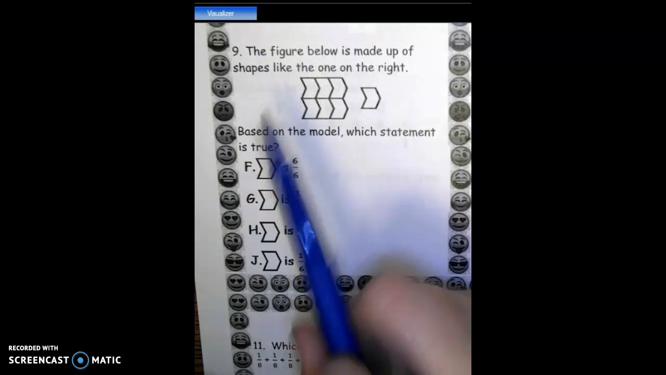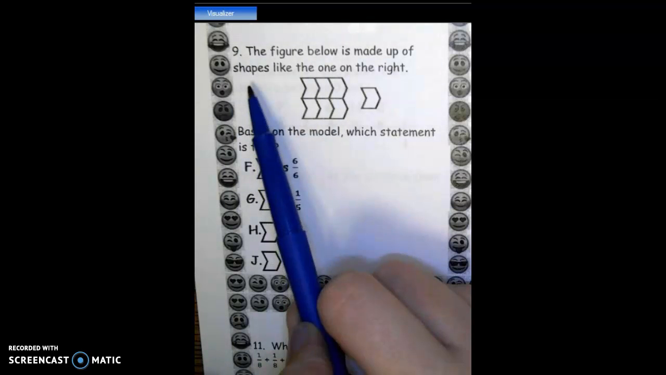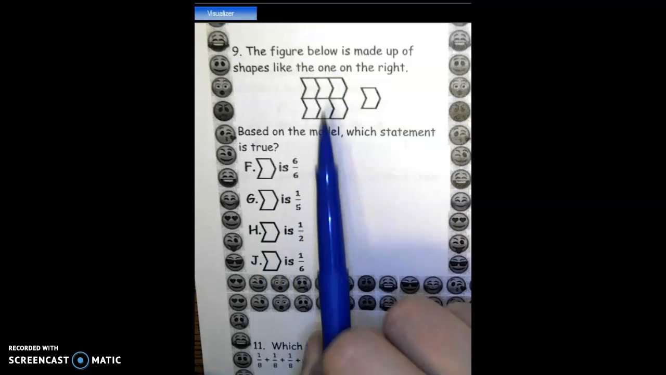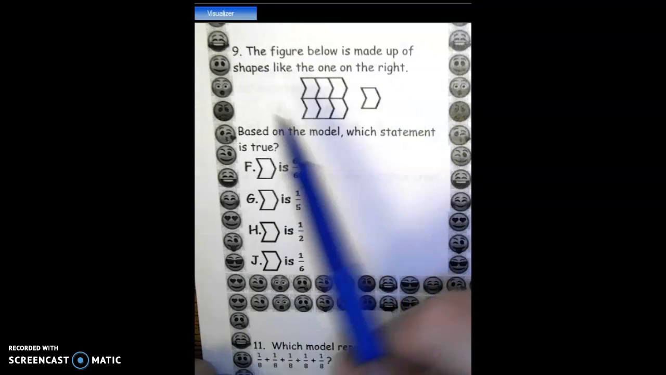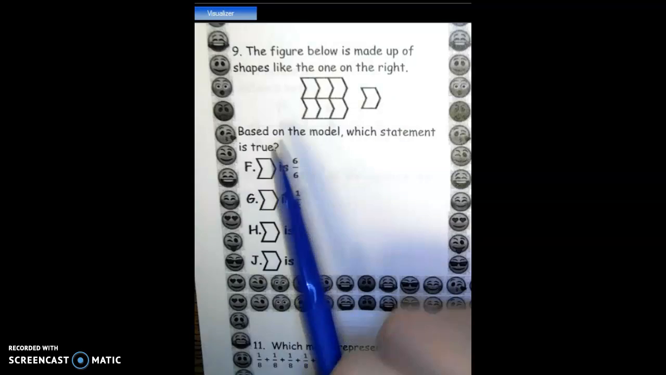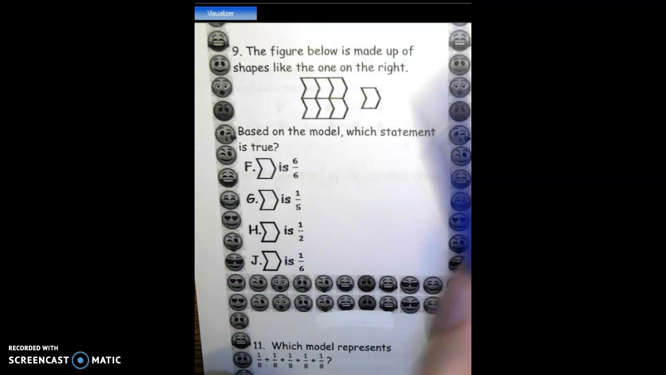Number 9. The figure below is made up of shapes like the one on the right. So this is your figure, and this is what all of these are. This is what it looks like when you take it apart. Based on the model, which statement is true?